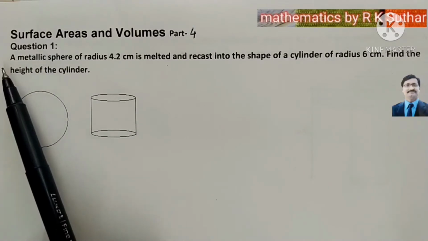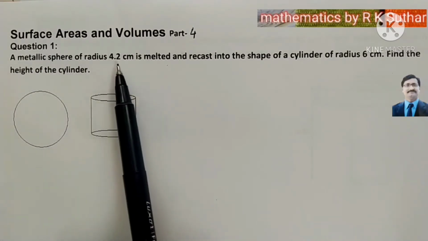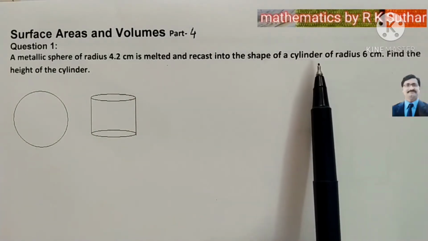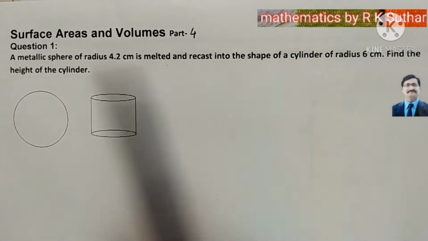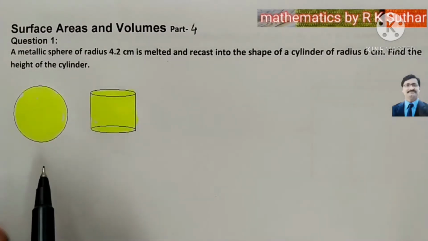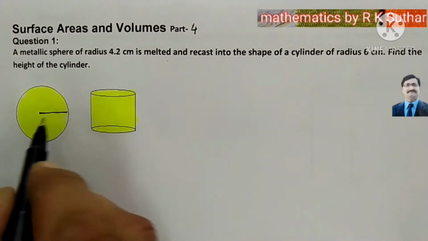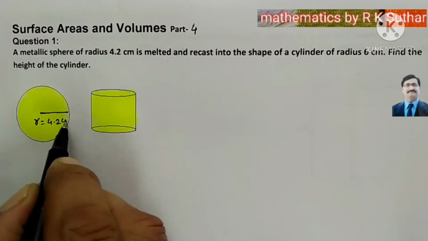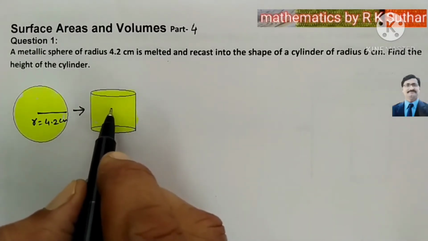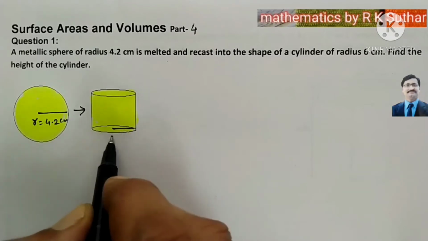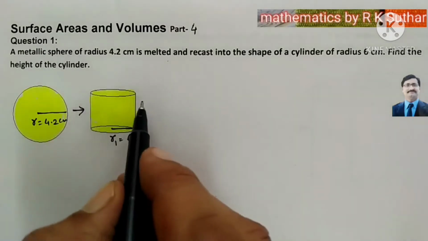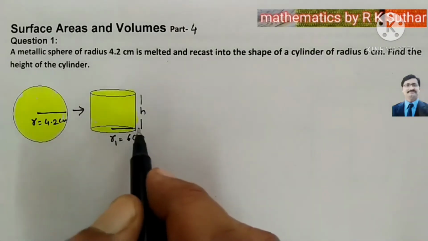Look here, question first: a metallic sphere of radius 4.2 centimeter is melted and recast into the shape of a cylinder of radius 6 centimeter. Find the height of the cylinder. Look here students, this is a sphere and its radius is 4.2 centimeter, and this is melted and recast into a cylinder. The cylinder radius we write r1, and this is equal to 6 centimeter, and the height of the cylinder we have to find.